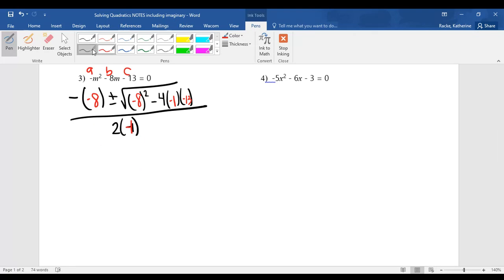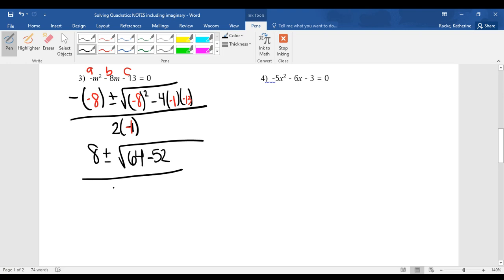Okay, so now I'm going to simplify. Negative and negative gives me a +8 plus or minus. -8 times -8 gives me 64. Then -4 times -1 times -13 is going to give me a -52, all over 2 times -1, which is -2. Simplify what's in your square root. So 8 plus or minus the square root of 12 all over -2. I would have to simplify my square root here.